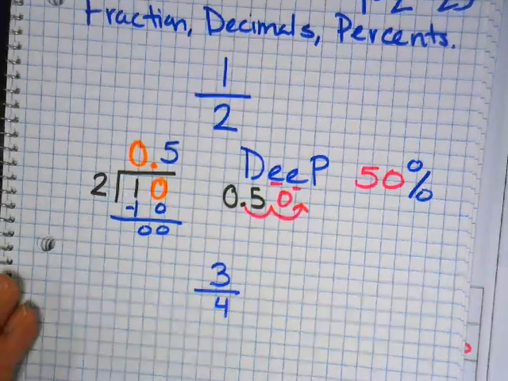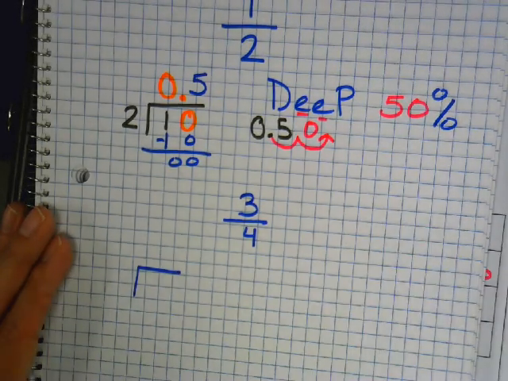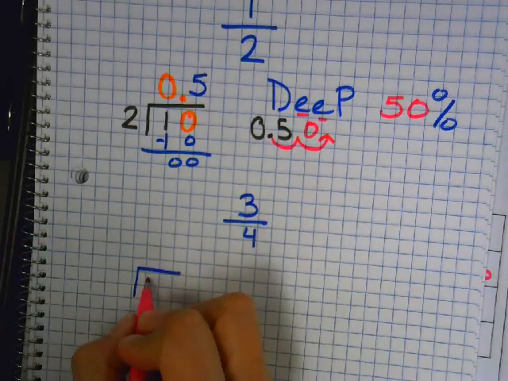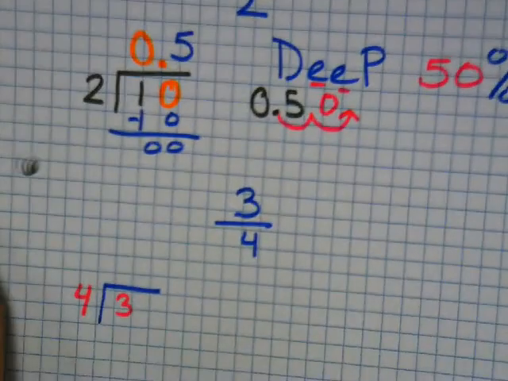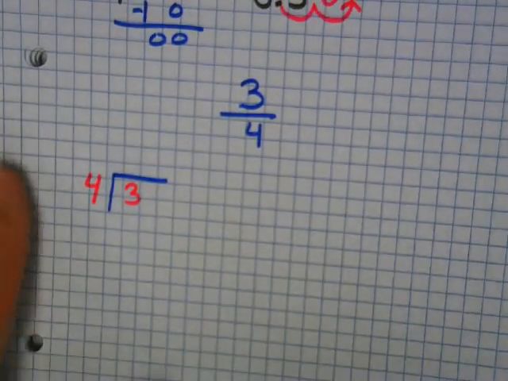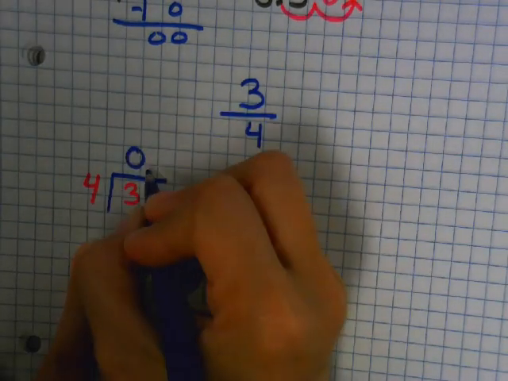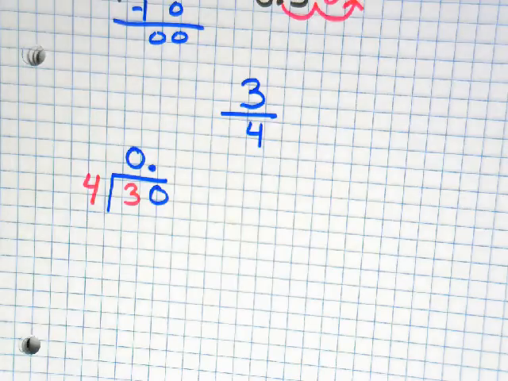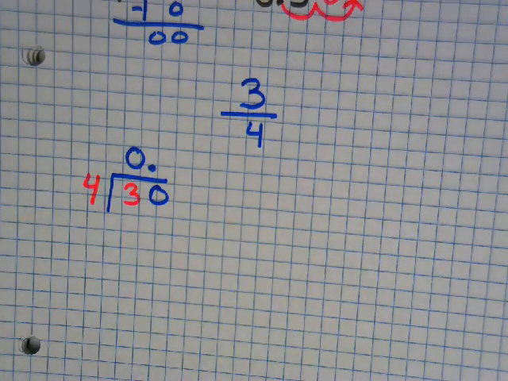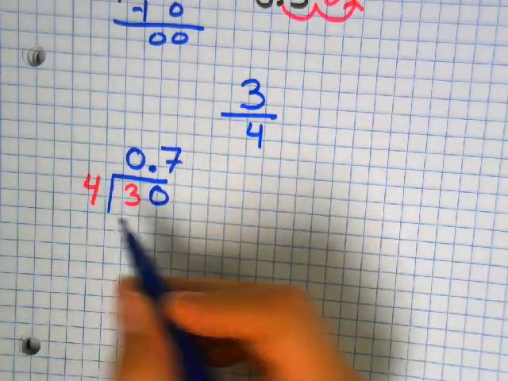Then 3/4. Divide. What number goes inside? 3. And the 4 would go outside. Does 4 go into 3? Nope. So I'm going to add a decimal, a 0, and another 0. So now I have 30. How many times does 4 go into 30? 7. What's 7 times 4?